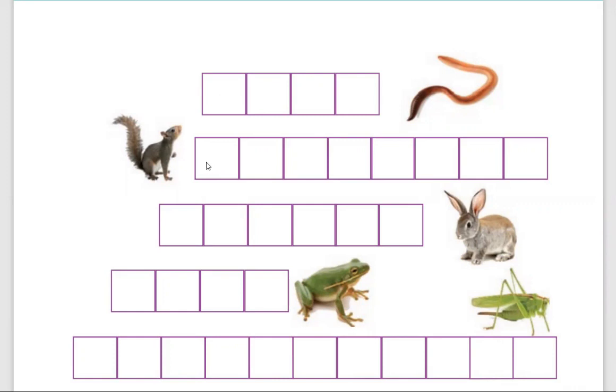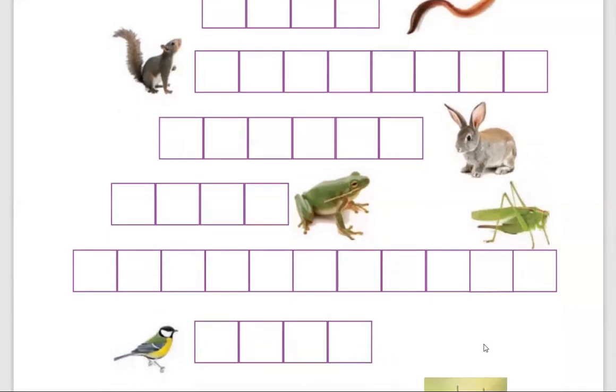Yes, it's a squirrel. How do you write? S-Q-U-I-R-R-E-L. Come on, next one, rabbit. R-A-B-B-I-T. Correct. Frog. F-R-O-G. A long word. Yes, what is it? Grasshopper. Grass. How do you write grass? G, not J, G. G-R-A-S-S, grass.